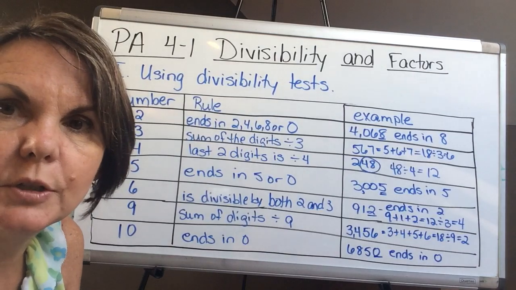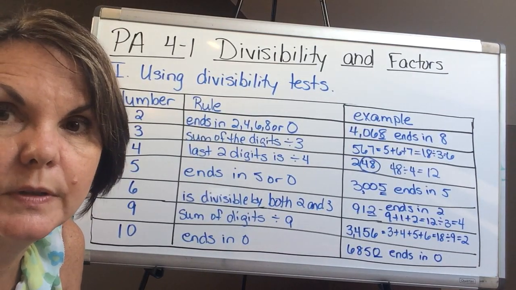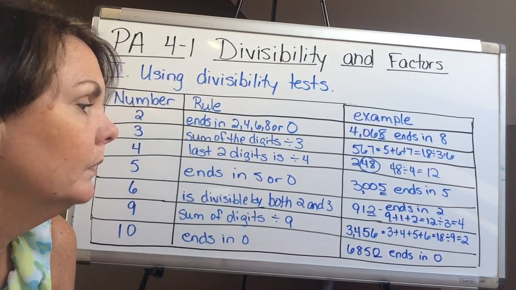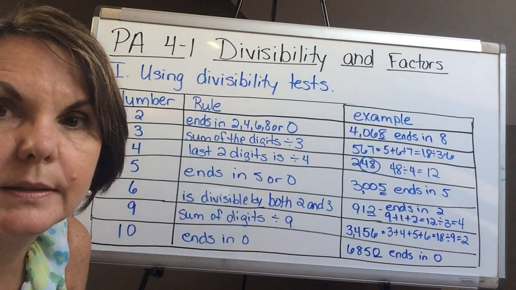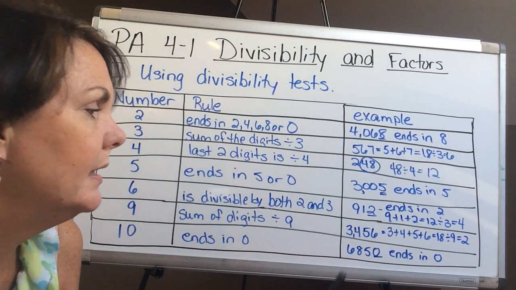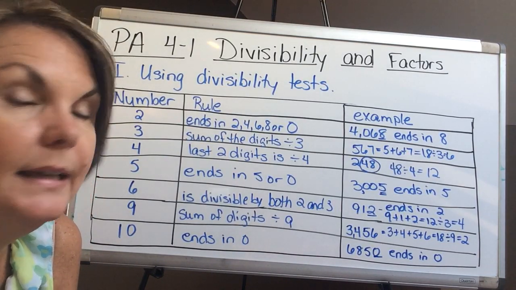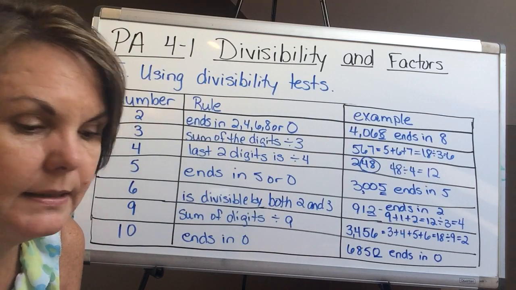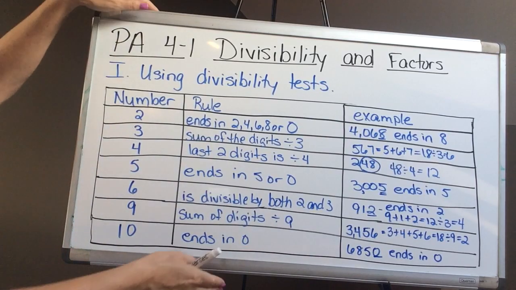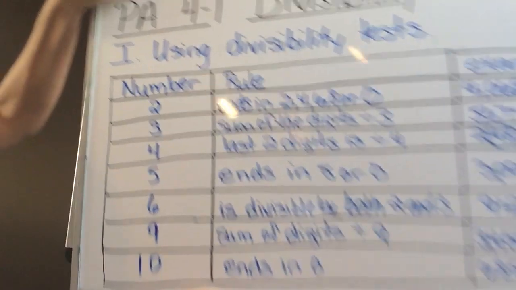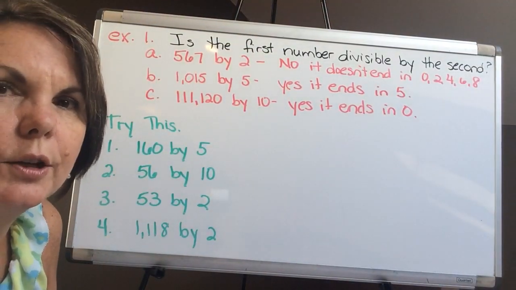And finally, it doesn't get much easier than this one, 10. A number is divisible by 10 if it ends in a 0. Very simple, looking at the ones place. Is it a 0, yes or no? So that number 6,850 is divisible by 10 because it ends in a 0. Not difficult, just a lot of notes.